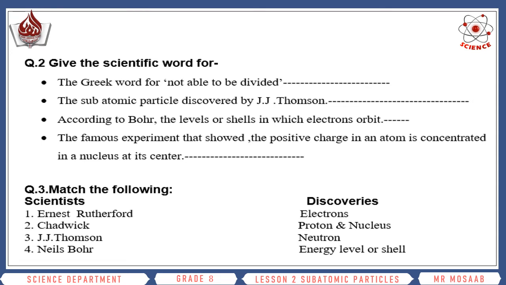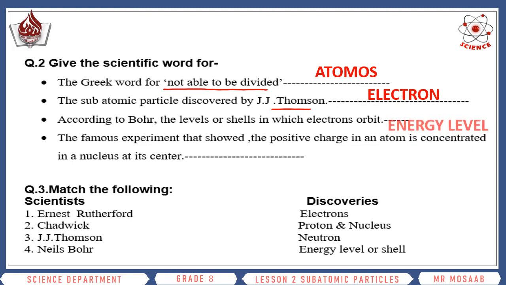Now, give the scientific word for the Greek word, which means not able to be divided or indivisible: atomos. The subatomic particle discovered by Thomson, directly electron. According to Bohr, the levels or shells in which electrons orbit, we said before that the electrons are moving in a circular pattern. This orbit is called energy levels.